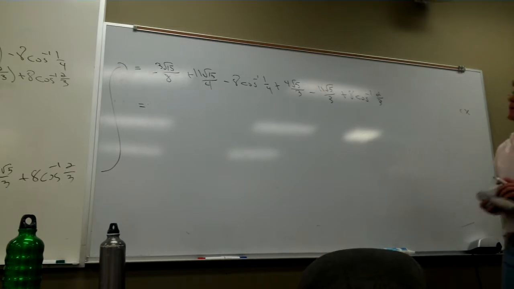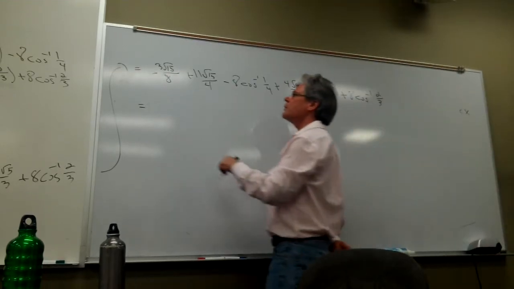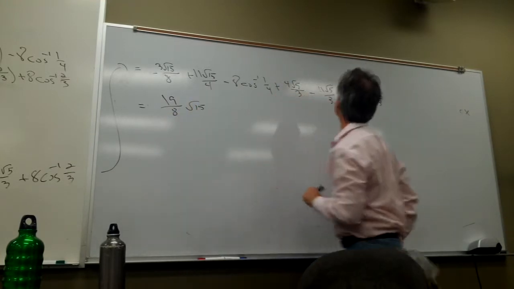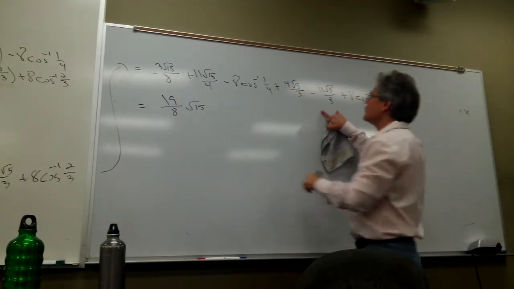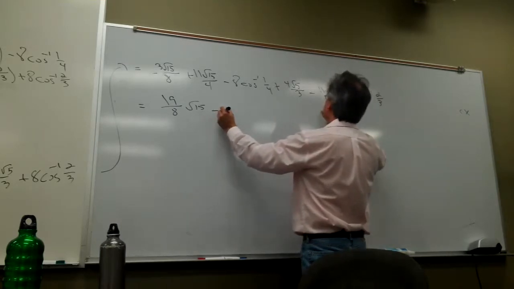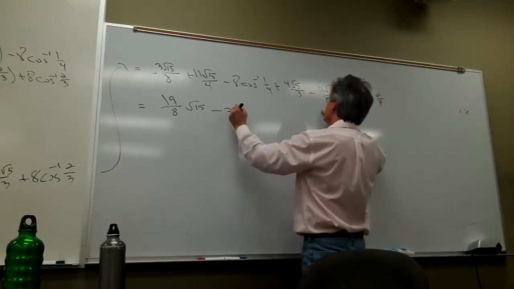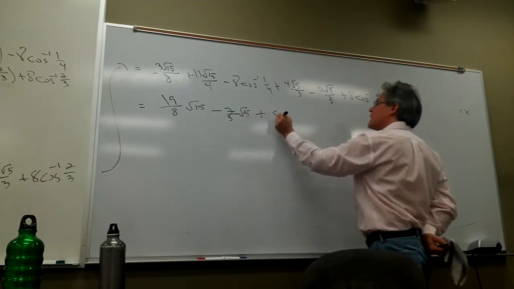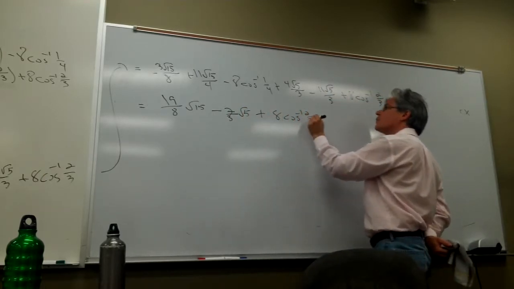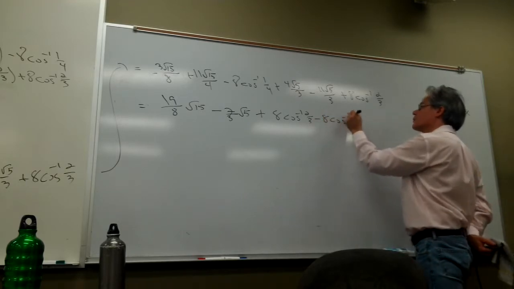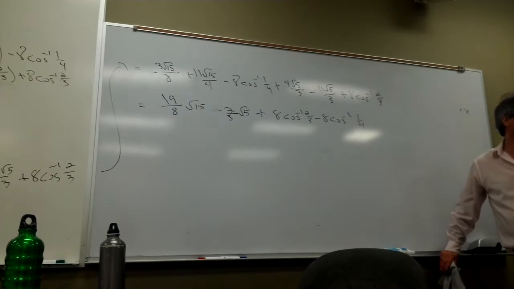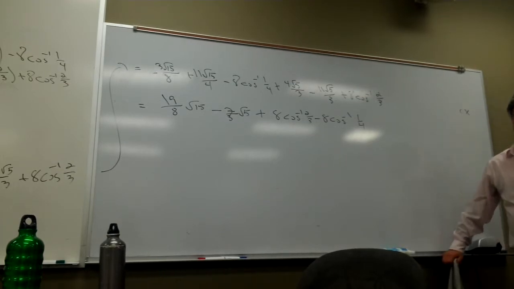So I guess in the end, that's going to give me, is that a total of 19/8 √15? And over here, is that a total of minus 7/3 √5? Plus my 8 inverse cosine of 2/3 minus 8 times the inverse cosine of 1/4. You guys, I don't know if there's anything else I could do to clean this up. I think that looks pretty. I hope you do.